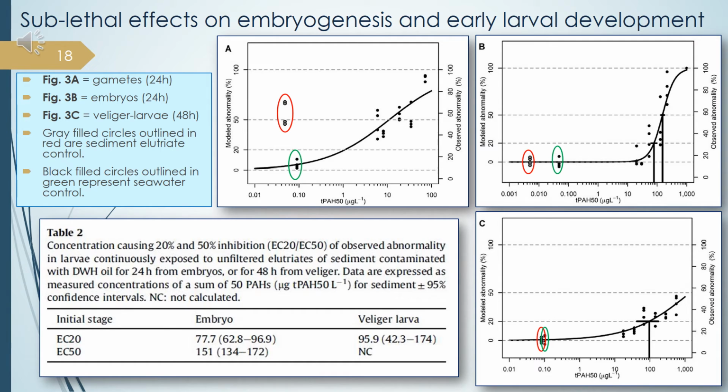And if you look at table 2, you see the EC20 for the embryo was 77.7, and then for the veliger was 95.9. And then EC50, or effective concentration of 50% inhibition, was 151 for the embryo, and it was not able to be obtained for the veliger larval stage.